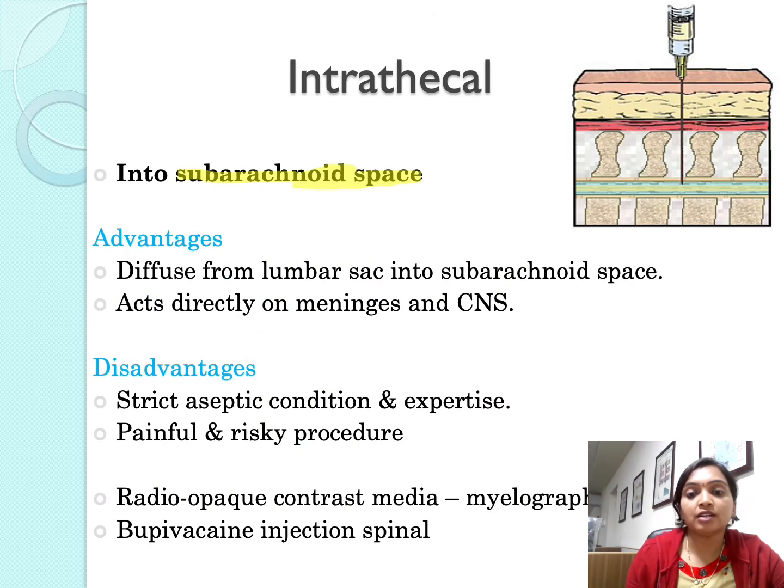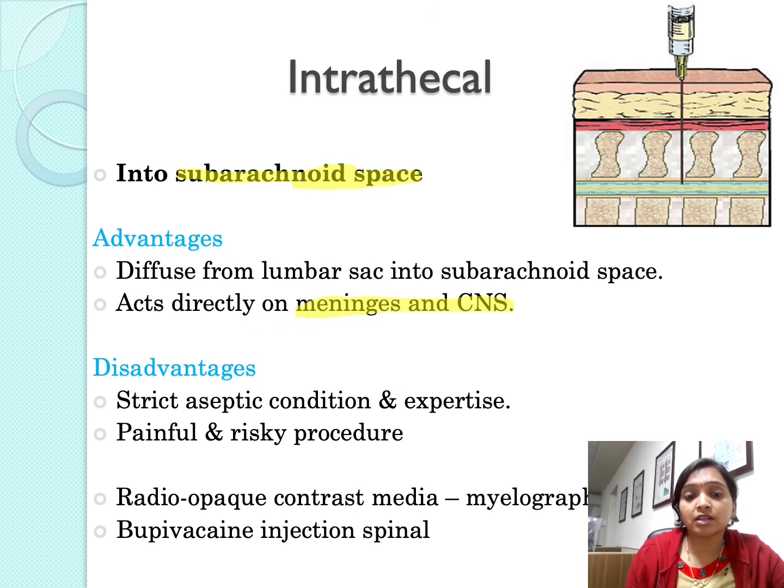Okay, and the advantage of this route is you can directly inject some drugs like antibiotics, or diagnostically, as I told, you can take the CSF fluid in case of meningitis, or any problems with the CNS can be treated through this route.